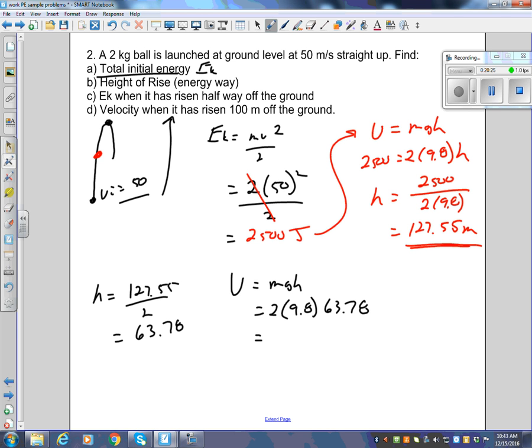I get 1250. Well, it is 1250.088 actually, but that's due to rounding. Which means the EK would be 2500 minus that 1250, which of course is 1250. So halfway up, it has exactly half as much potential as it does kinetic.